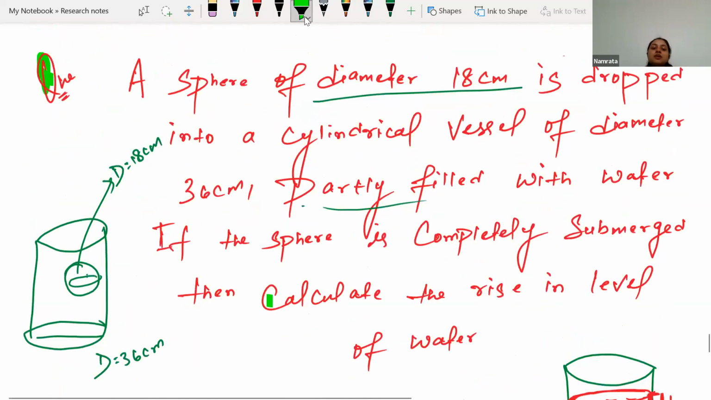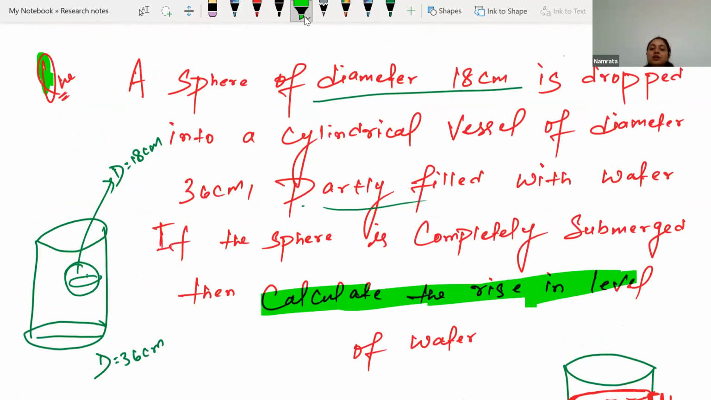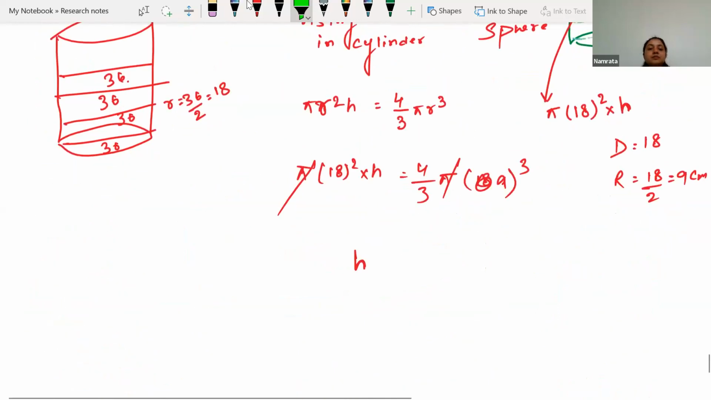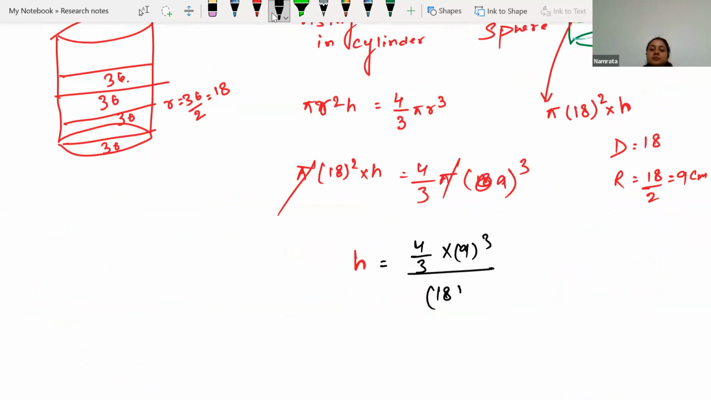Calculate the rise in water level. The h which we have got from here, that is the rise in water level. That is not the total height of the cylinder. Got it? Clear to everybody? The h which you will be able to calculate from here, I'm talking about that h into 9 cube divided by 18 square. Okay, this h. Clear to everybody? Yes, ma'am. Okay.